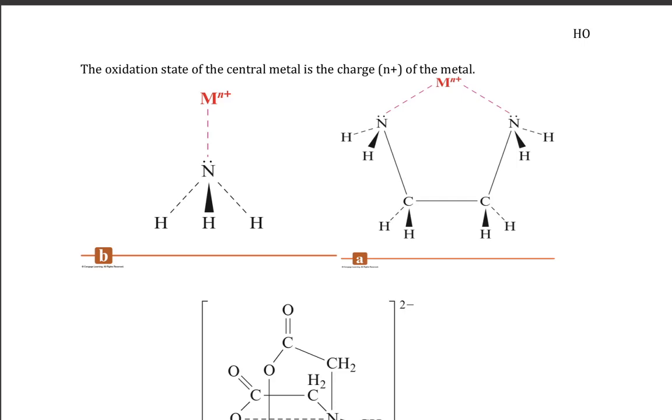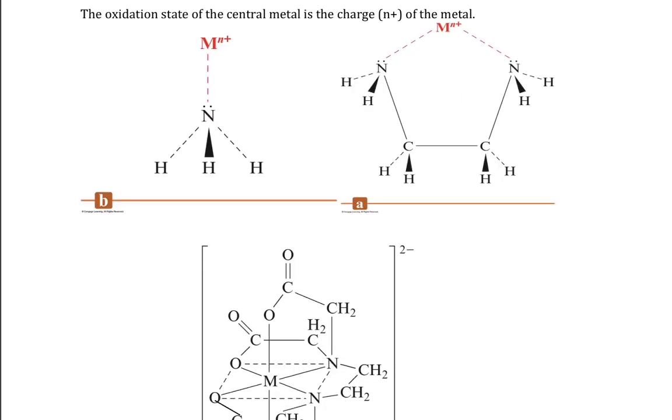Oh, by the way, the oxidation state of the central metal is the charge of the metal. So in these diagrams, it would be N plus. They're always cations, or they're neutral, the transition metals.